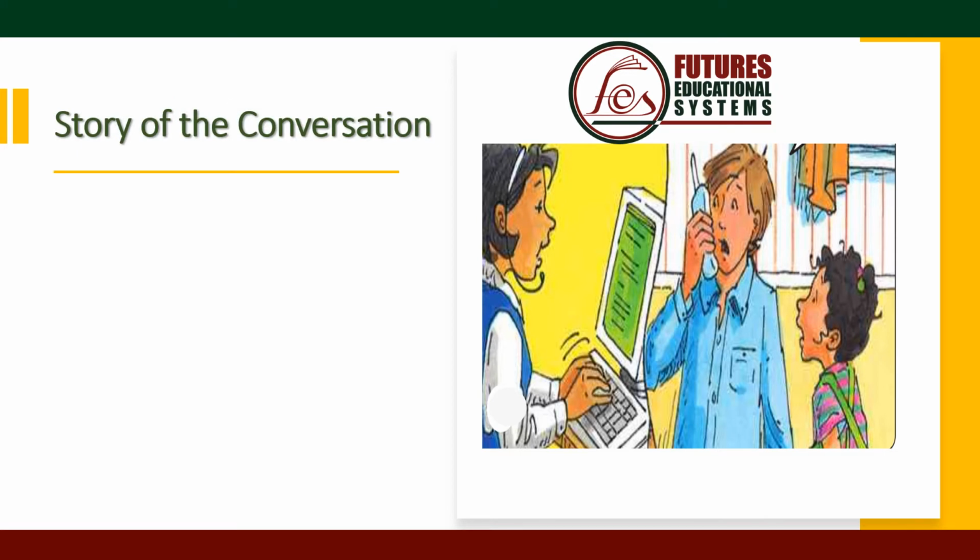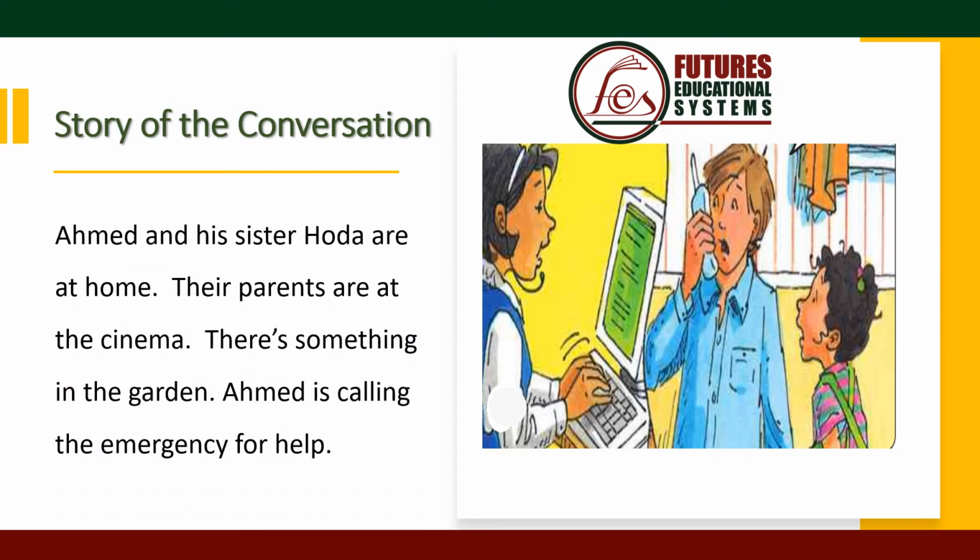Story of the conversation. Ahmed and his sister Hoda are at home. Their parents are at the cinema. There is something in the garden. Ahmed is calling the emergency for help.